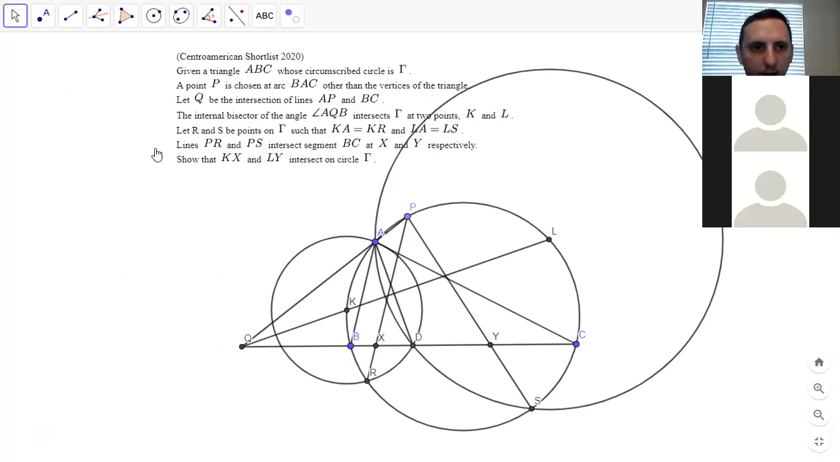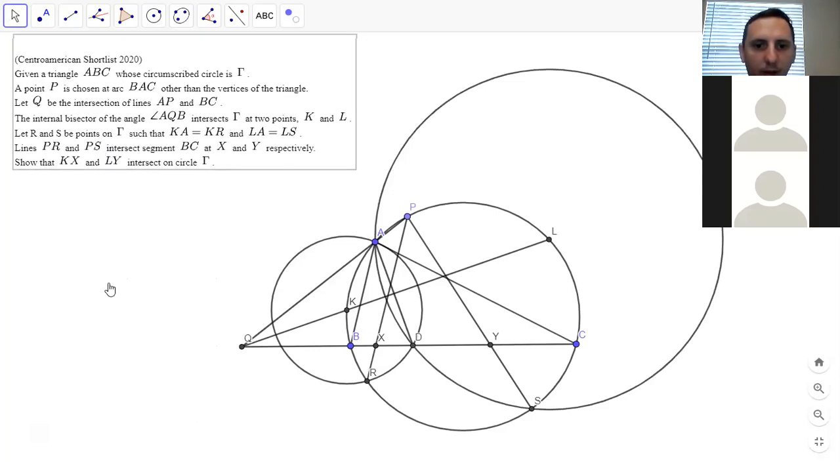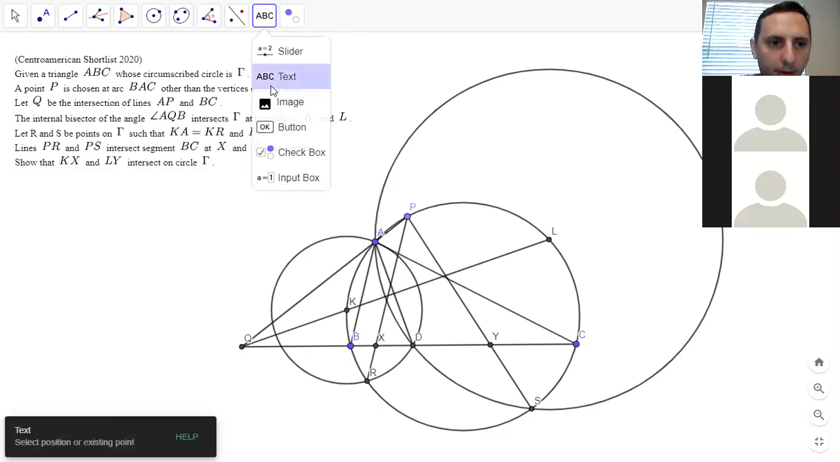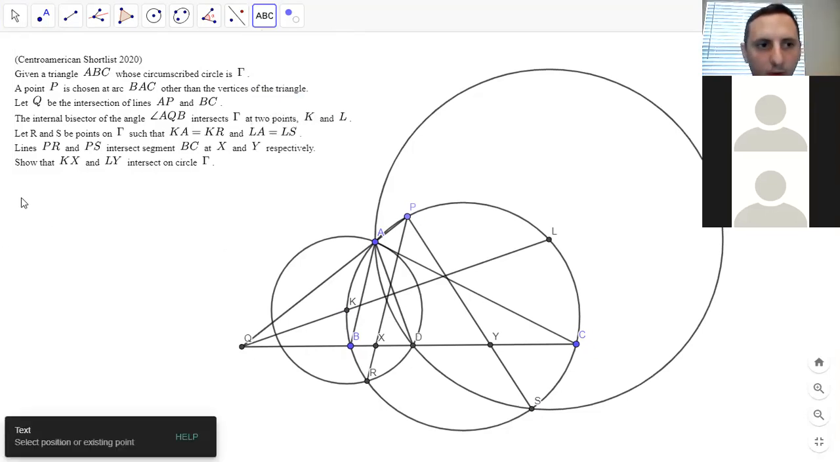At last we use the converse of Pascal. Yeah, the converse of Pascal. So since X, D, and Y are collinear, then KX and LY intersect on the circle. All right, I'm gonna type it up really quick just for the people on YouTube.